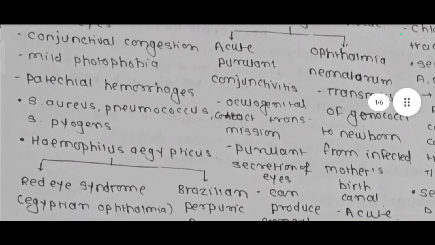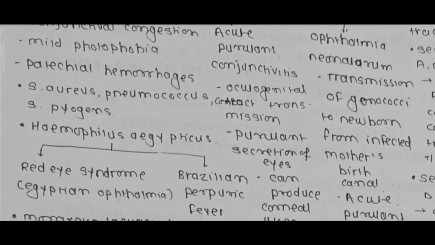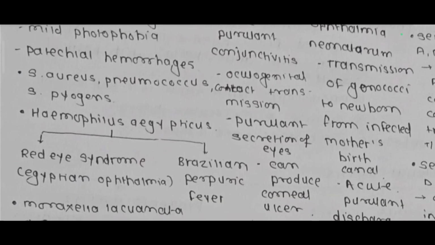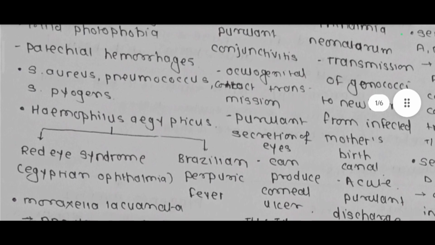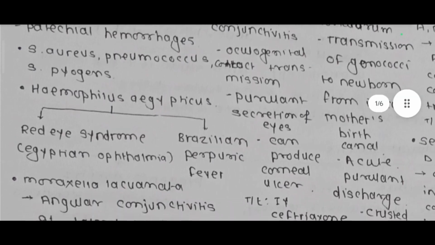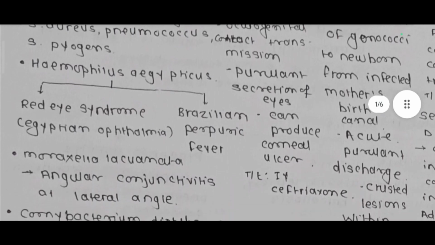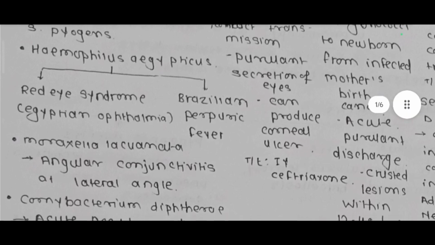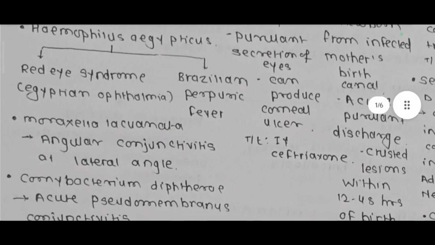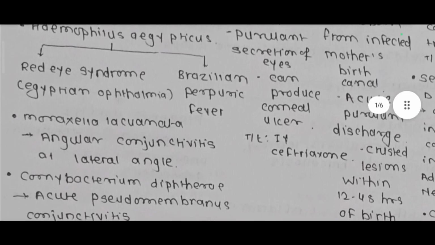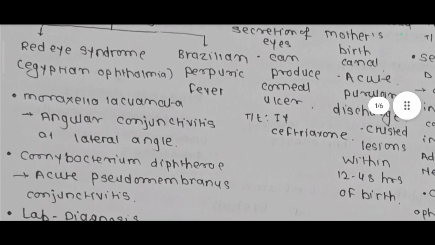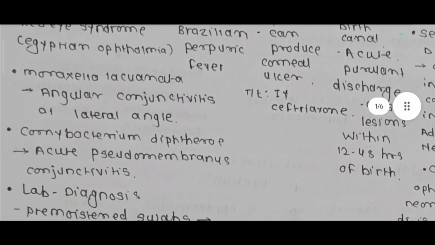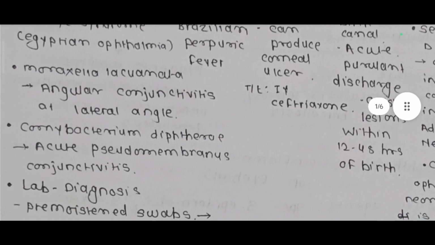Then Haemophilus aegypticus, which causes two types of manifestation: red eye syndrome, which is also known as Egyptian ophthalmia, and second is Brazilian purpuric fever. Other causative agents are Moraxella lacunata, which causes angular conjunctivitis at the lateral angle of the eye. Then Corynebacterium diphtheriae, which causes acute pseudomembranous conjunctivitis.